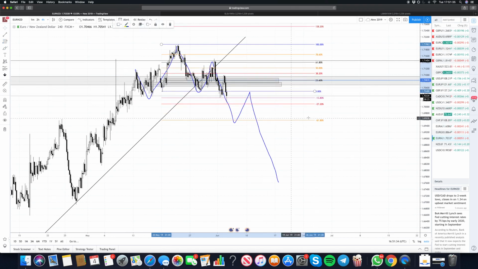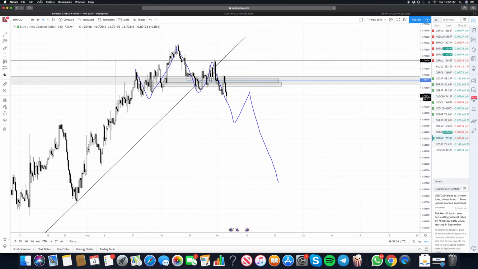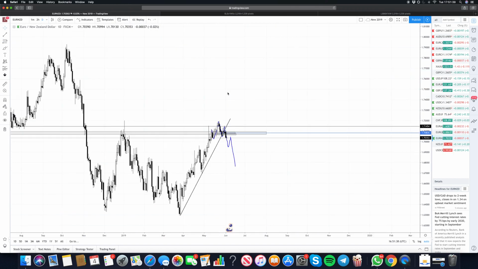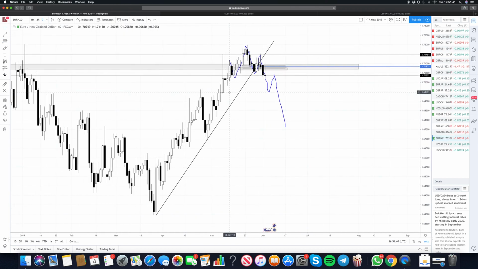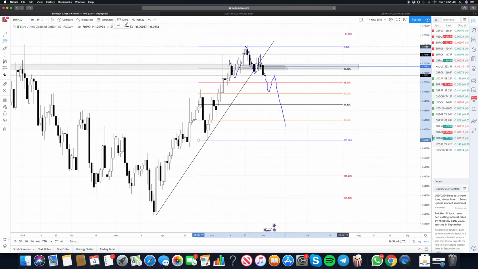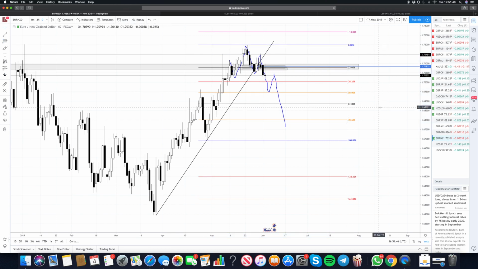But if we're doing it off a higher time frame, if we move to a daily, we could then possibly play it this way around and say, for instance, we could go for a 61.8% target, which would be quite nice actually.